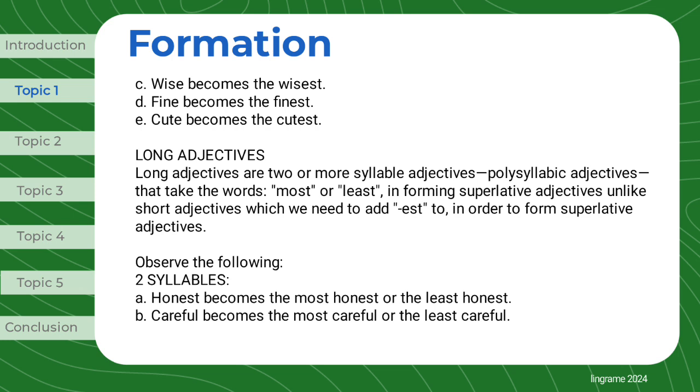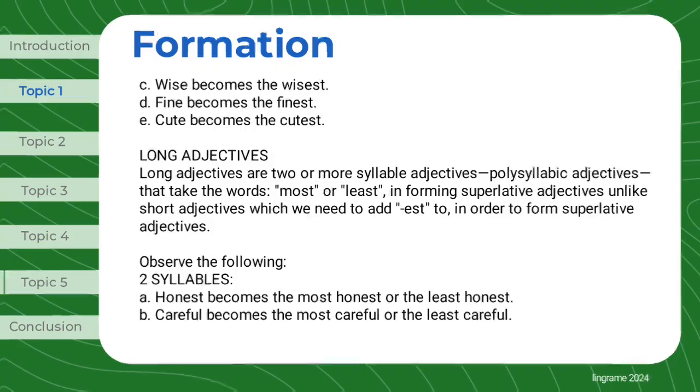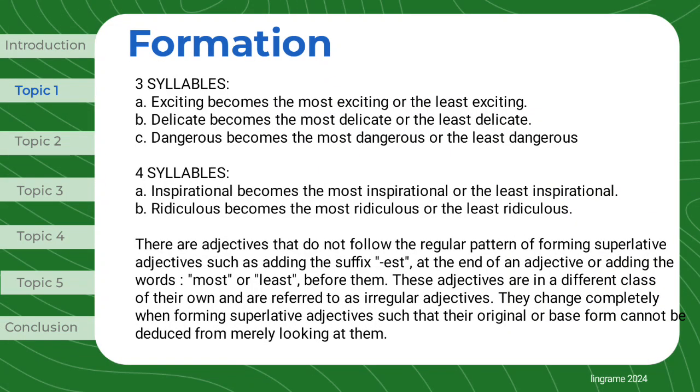Long adjectives. Long adjectives are two or more syllable adjectives, polysyllabic adjectives, that take the words "most" or "least" in forming superlative adjectives, unlike short adjectives which we add "est" to in order to form superlative adjectives. Observe the following. Two syllables: honest becomes the most honest or the least honest. Careful becomes the most careful or the least careful. Three syllables: exciting becomes the most exciting or the least exciting.